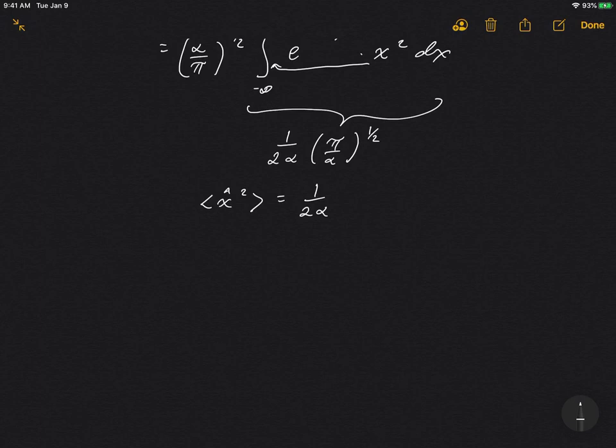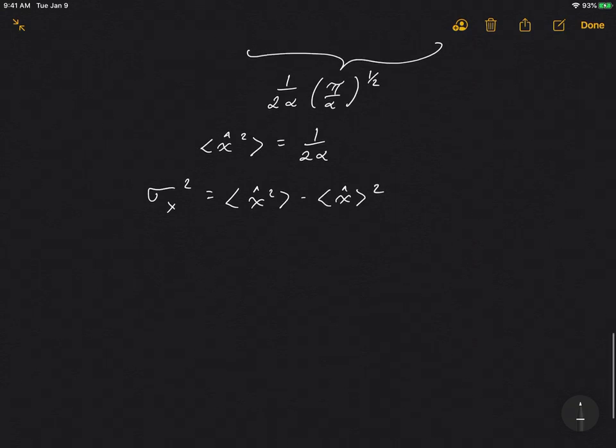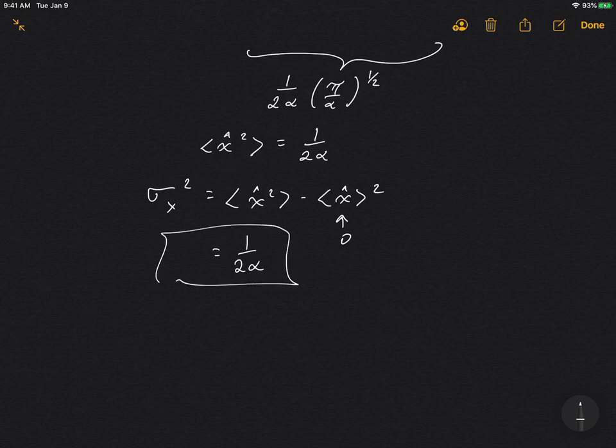So that's nice. Then we can also talk about what the width is of the position expectation value. And we said that this is 0. And so the width is going to be 1 over 2 alpha. Now let's move on to momentum.